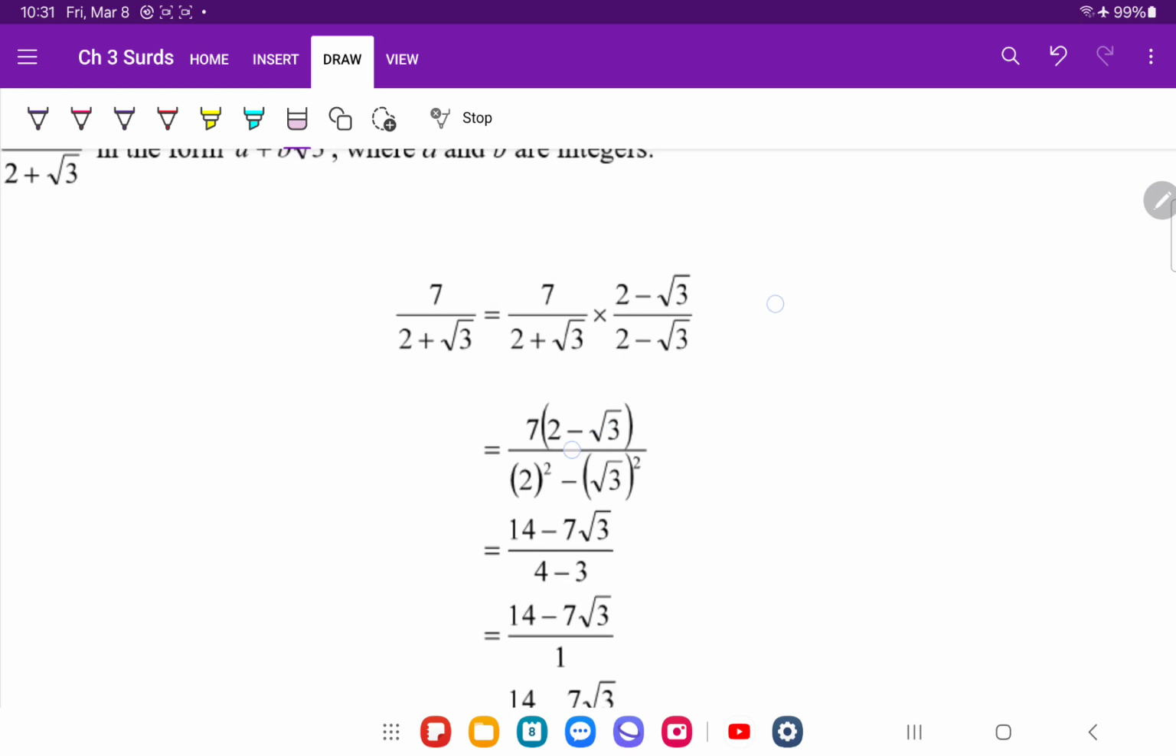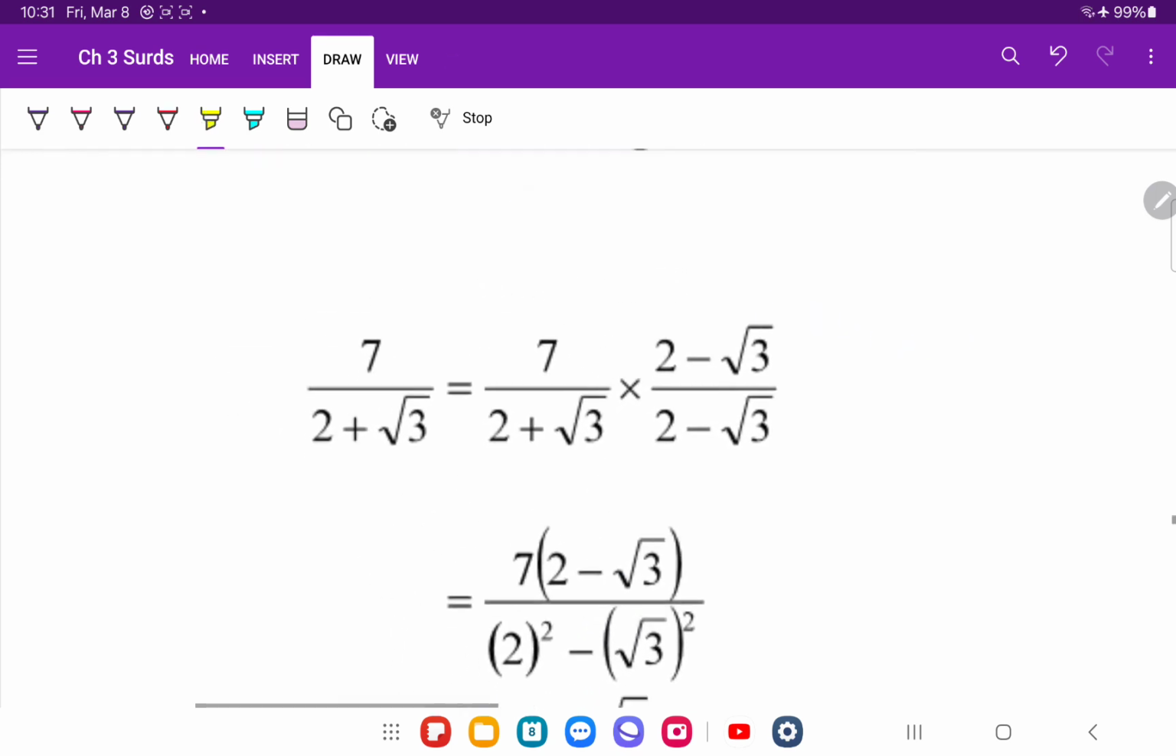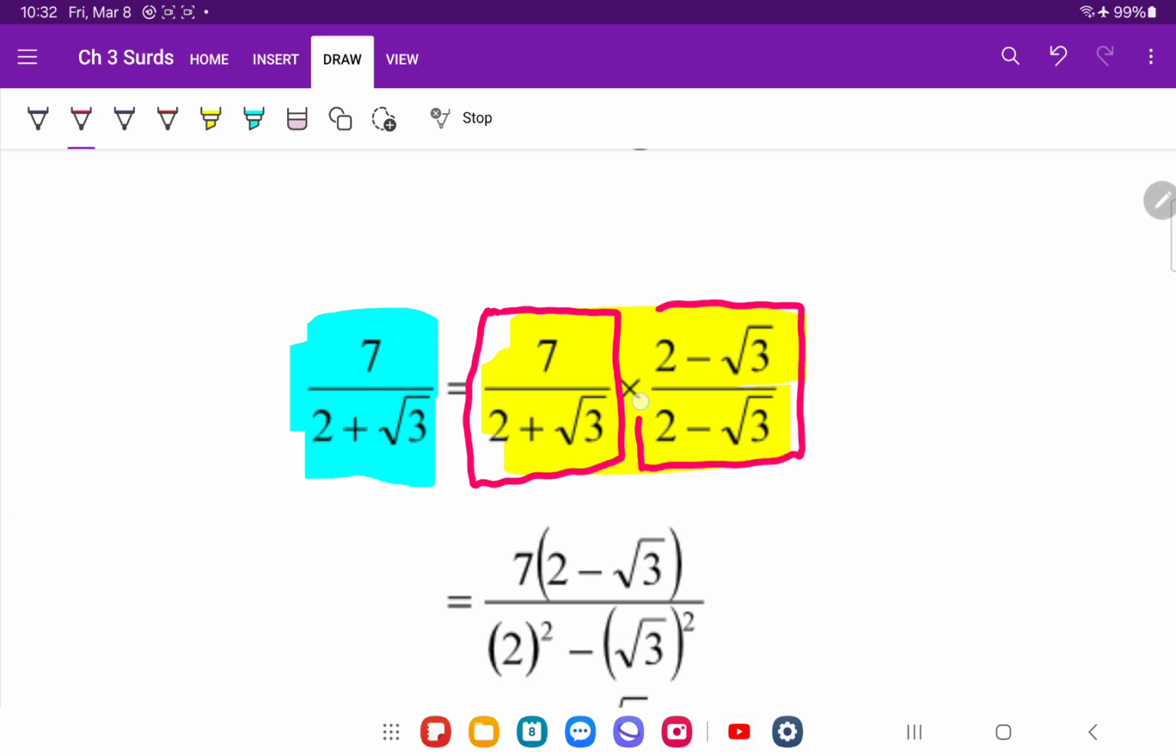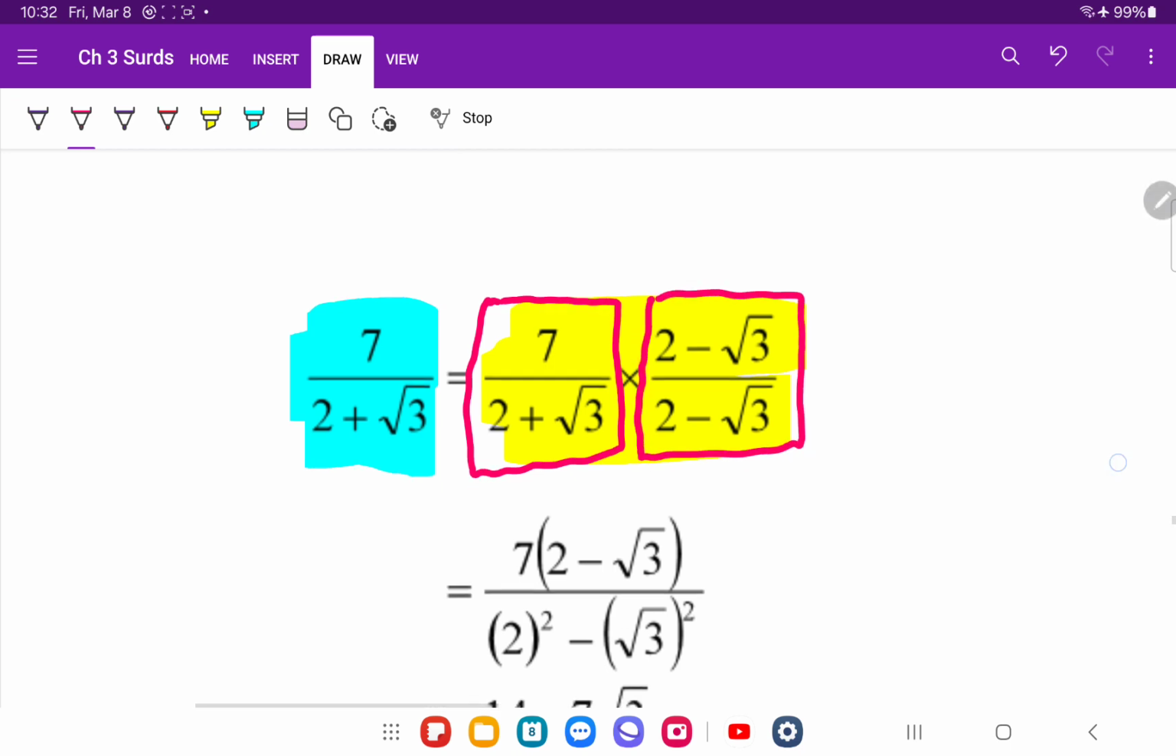Step 1, everybody. Can you tell me what happened in this yellow color part that is different from the blue color part? Which part is the same, which part is different? Yes, the 7 over 2 plus root 3. Can you see it's the same fraction? But what is this thing on the other part? Yes, very good. Feng Qi noticed it. Actually, this fraction is 1 whole.